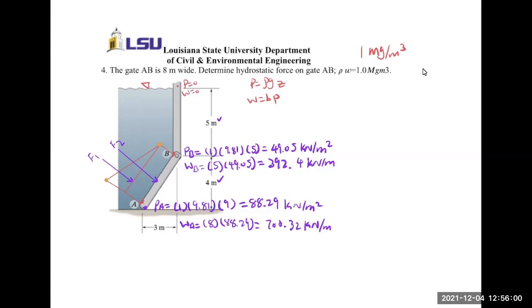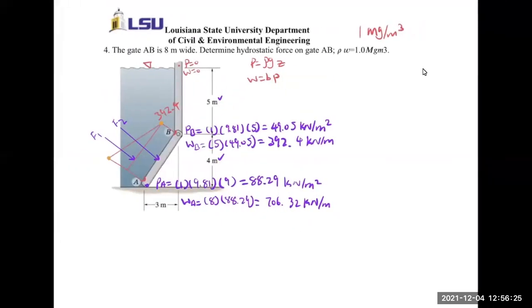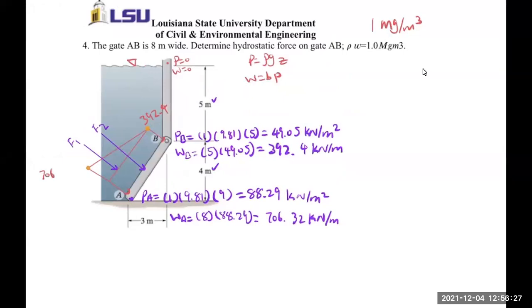Okay, so we know that at B, this point right here, the total distributed load will be 392.4. And then at point A, this one right here will be 706.32.